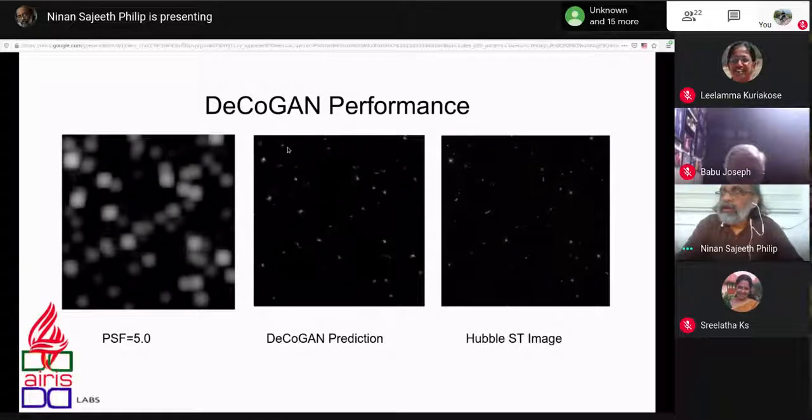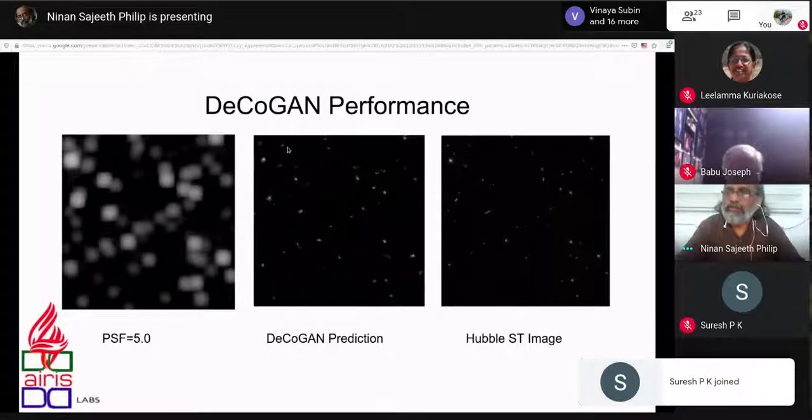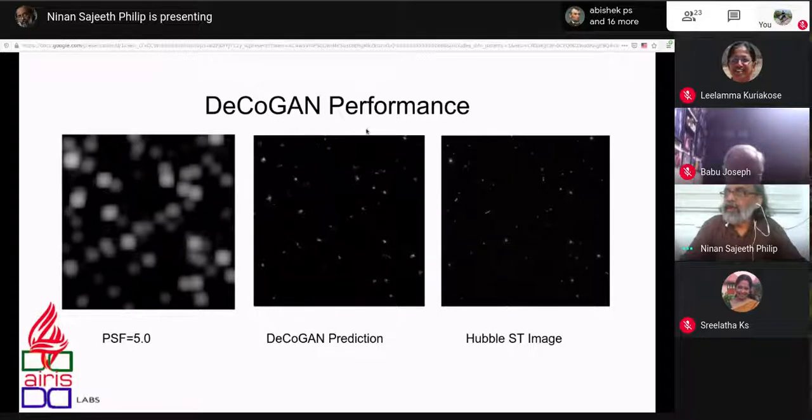So this is what we get. It shows the decon performance. At PSF5, we have the deconvolved image. And this is the prediction or the reconstructed image. And this is a Hubble Space Telescope image. Visually, they look very identical, except perhaps for this one, where there is a small tail-like structure. There is nothing here. Other objects almost look similar, which means that visually, these two images look similar.